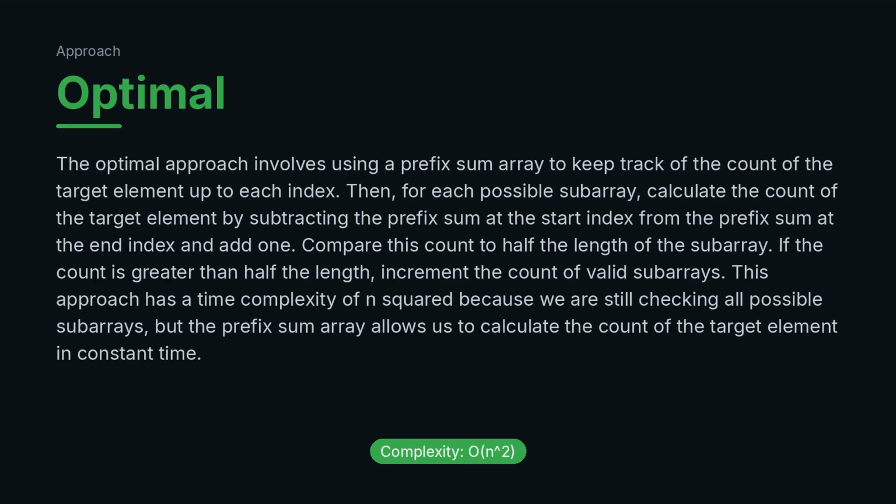The optimal approach involves using a prefix sum array to keep track of the count of the target element up to each index. Then, for each possible subarray, calculate the count of the target element by subtracting the prefix sum at the start index from the prefix sum at the end index and add 1. Compare this count to half the length of the subarray. If the count is greater than half the length, increment the count of valid subarrays. This approach has a time complexity of n squared because we are still checking all possible subarrays, but the prefix sum array allows us to calculate the count of the target element in constant time. The complexity here is n squared.